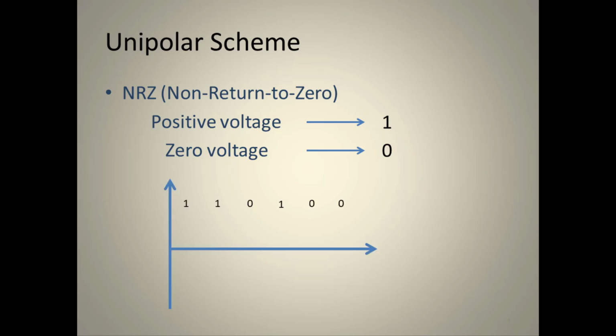Suppose this is the data, and we want to represent 1 1 0 1 0 0 in the form of signal. We use this scheme: positive voltage means 1 and 0 voltage means 0. Here we only have single polarity, only the positive voltage. We are not using the negative voltage. Therefore it is called unipolar.